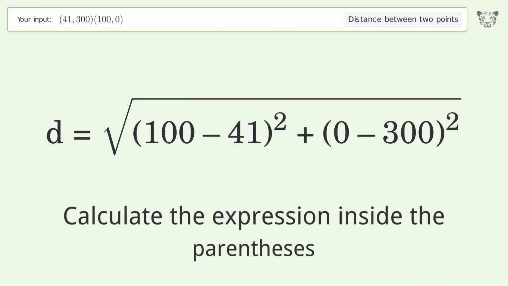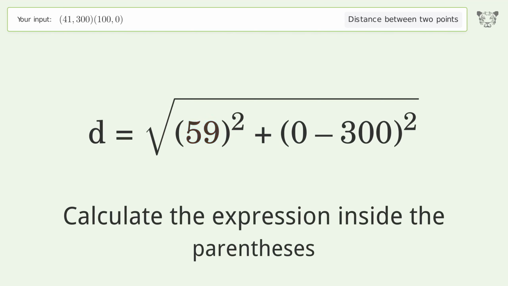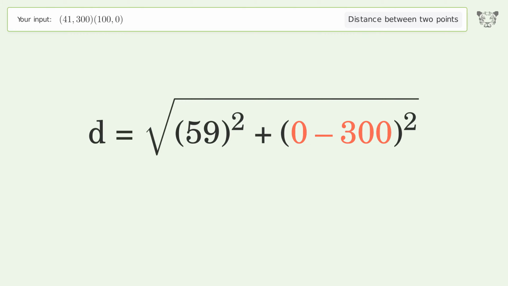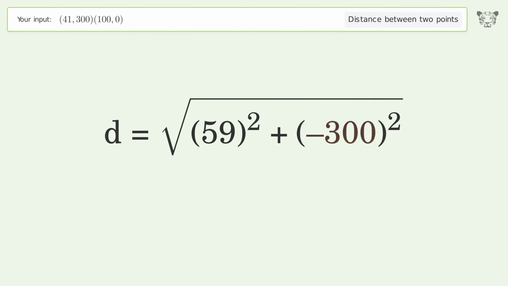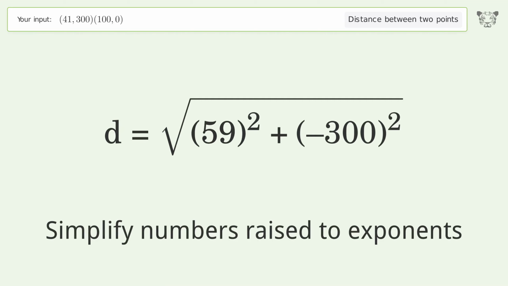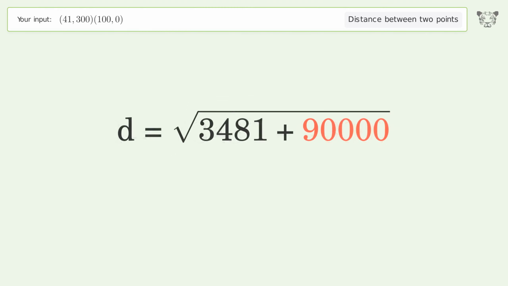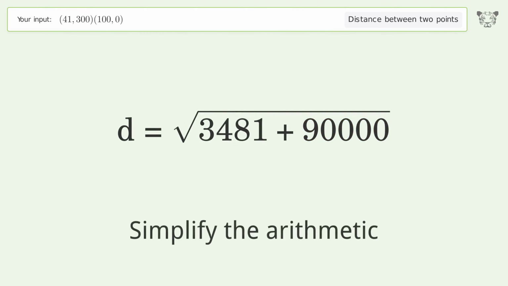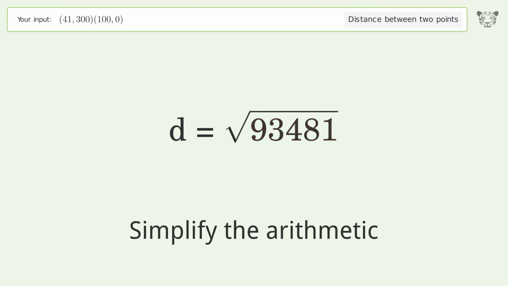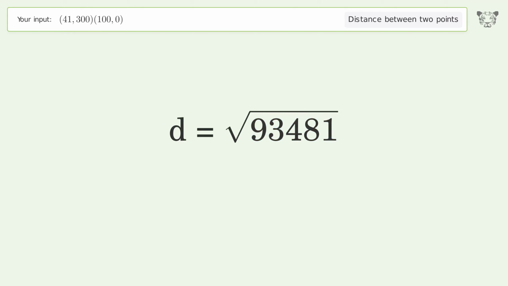Calculate the expression inside the parentheses. Simplify numbers raised to exponents. Simplify the arithmetic. And so the distance between the 2 points is the square root of 93,481, or 305.747.